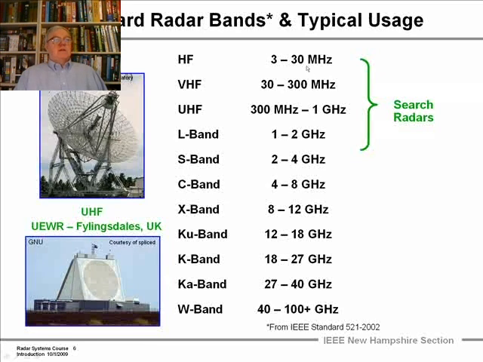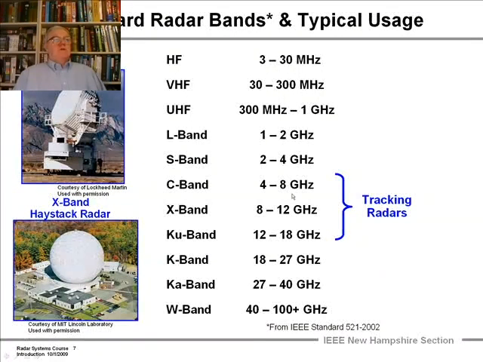Now you see that they are up at this region of long wavelength. Now if we look at tracking radars, they want very fine angular accuracy, and the angle is approximately lambda over d in radians, d being the size of the aperture. So for very small angles, you want the wavelength small. And usually tracking radars are in this regime.